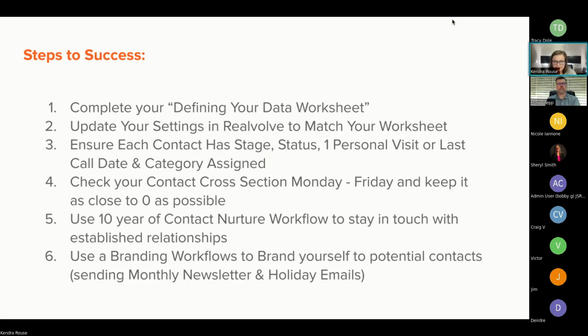So again, updating your status or your settings inside Realvolve to match your worksheet after you've completed that. Making sure, as we just talked about, that contact has a stage, a status, and at least one of those dates assigned so that they show up on that contact cross section. And then once they're on there, you need to check that contact cross section, ideally in a systematized way, so that it stays as close to zero as possible.